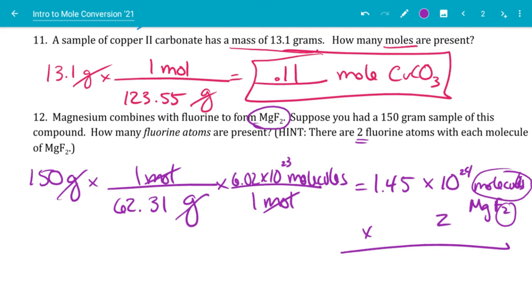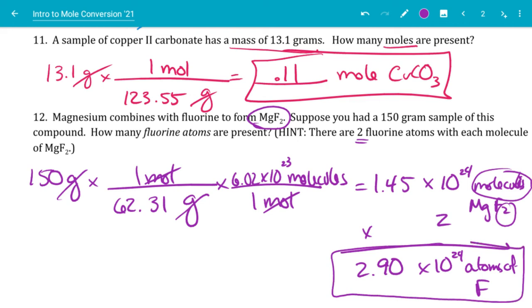So 1.45 times 10 to the 24th. So I'm just going to, on my calculator, I still have that number pulled up. So I'm just going to do times 2. And we get 2.89, actually, if I rounded it all correctly, it would be 2.90 times 10 to the 24th atoms of fluorine, and that would be my answer.